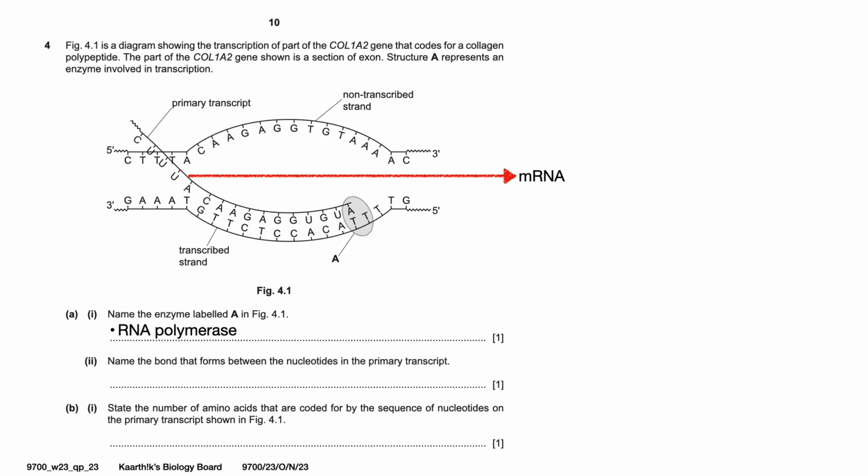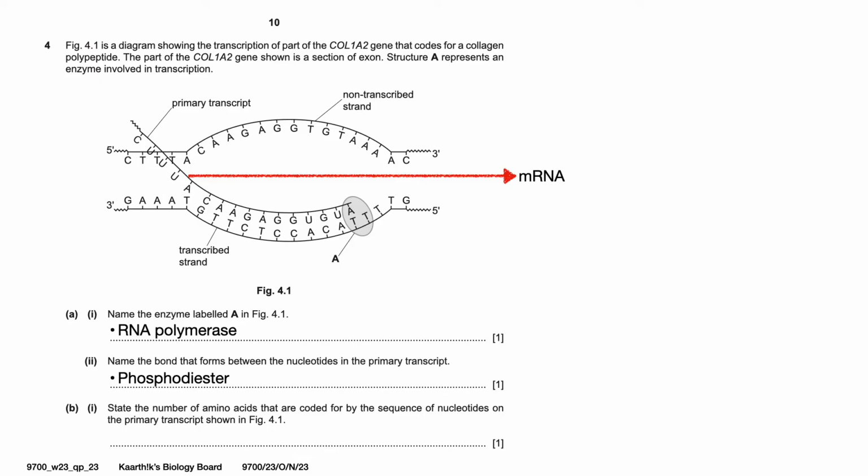Then name the bond that forms between the nucleotides in the primary transcript. The primary transcript is nothing but the mRNA. So what is the bond formed between the nucleotides? All the nucleotides are bonded together by phosphodiester bonds. Then state the number of amino acids that are coded for by the sequence of nucleotides on the primary transcript shown in figure 4.1. We know that one triplet code forms one amino acid, so we should count how many triplet codes there are.